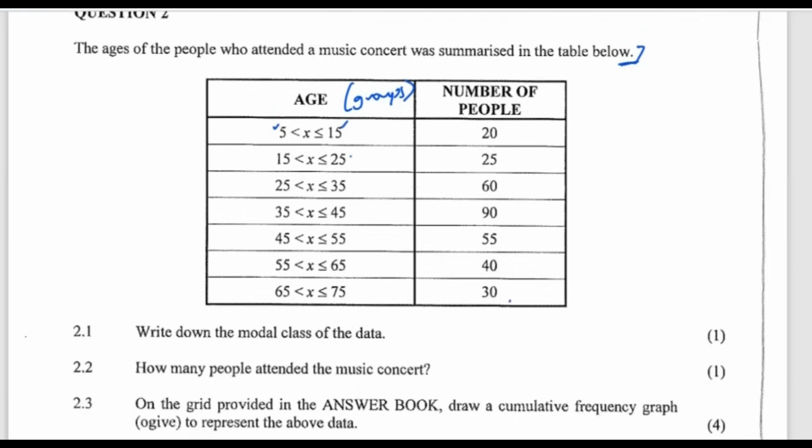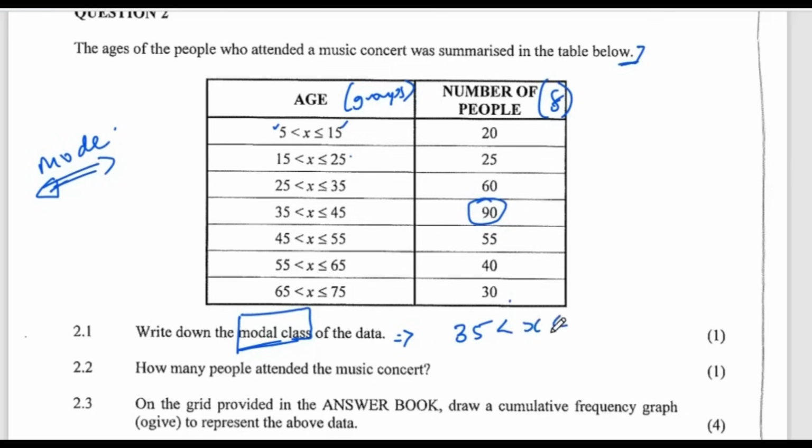Then the question is asking us to determine the modal class of the data. Remember, modal comes from the word mode, and we know that mode is the data that appears the most. So when they talk of a modal class, they want us to get the class that has the highest representation or the highest frequency, because this is our frequency. When I look at all this, I feel like 90 is the biggest representation. So we're going to have 35 < x ≤ 45, and that would be our 2.1.